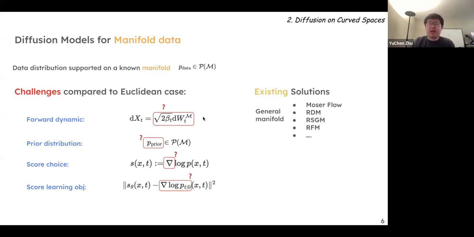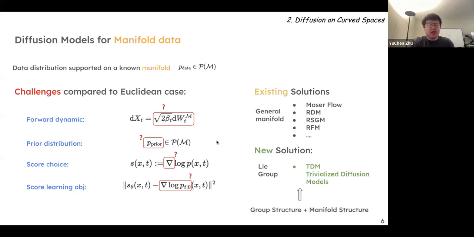And there are already a lot of amazing works targeted at addressing this problem, which typically aim at general manifolds. Works such as Moser flow, Riemannian diffusion model, Riemannian score-based generative models, Riemannian flow matching, and many more have brought great advances to the field, and a lot of them are best papers or runner-up best papers. So what we want to say is that although there are all these excellent works and amazing solutions to the problem, we can still do better if we focus on a specific type of manifold and leverage the structure there.